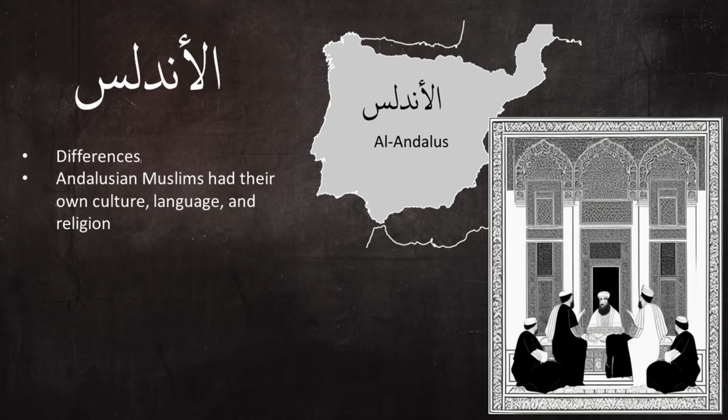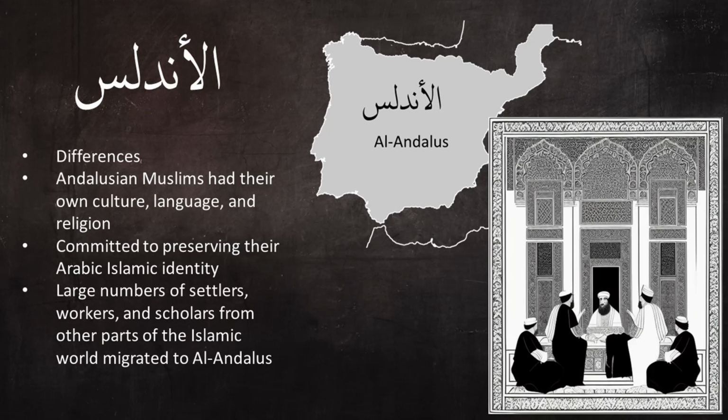The Andalusian Muslims had their own unique culture, language, and religion, and they were committed to preserving their Arabic Islamic identity. Additionally, in the beginning, most of the Muslim population consisted of military personnel, but over time, large numbers of settlers, workers, and scholars from other parts of the Islamic world migrated to Al-Andalus. This influx transformed the makeup of Iberian society and significantly altered the region's culture.